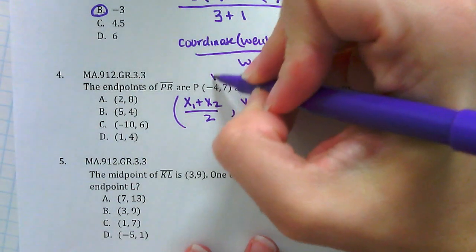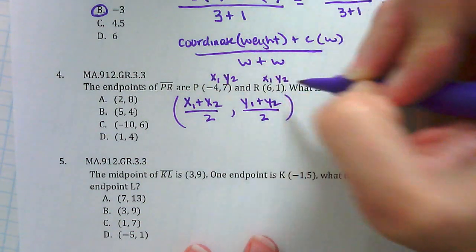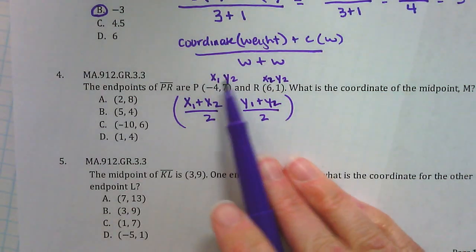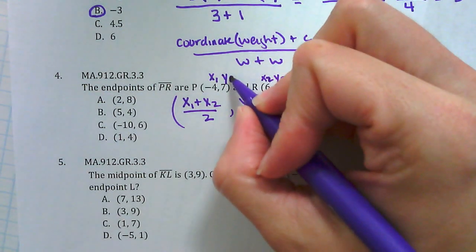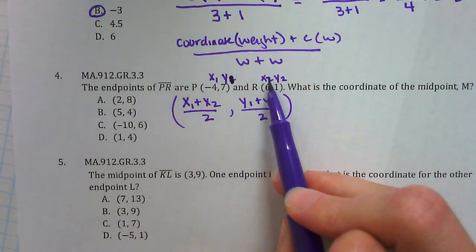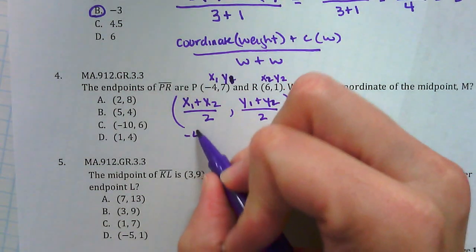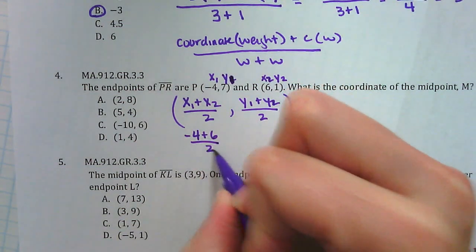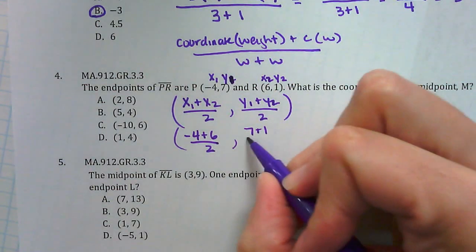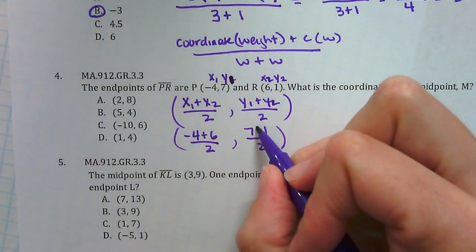So when we label our points, x2, we're labeling, sorry, this is a 1. We're labeling the 1's from the first point, the 2's from the second point. We're adding our x values together and dividing by 2. We're adding our y's together and dividing by 2. So follow order of operations.